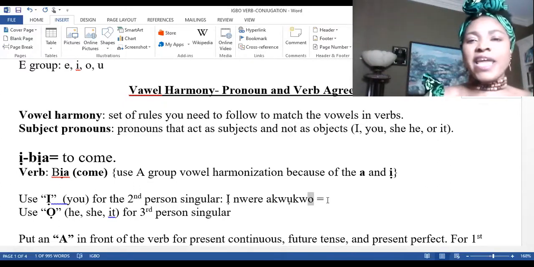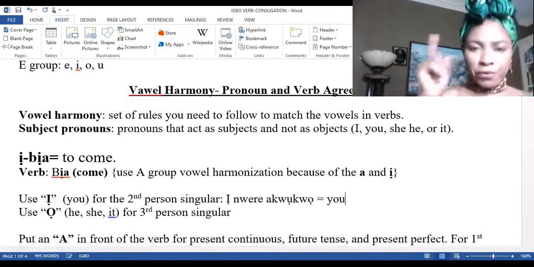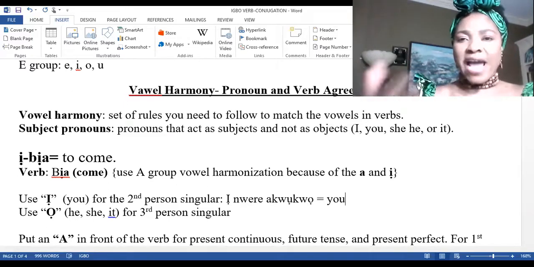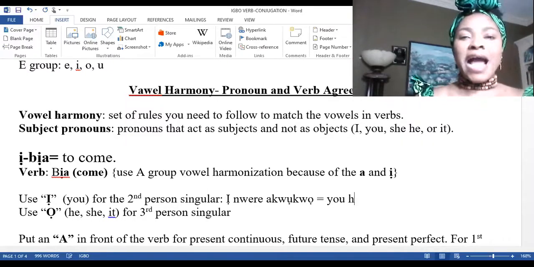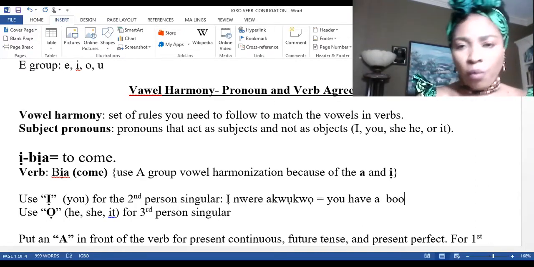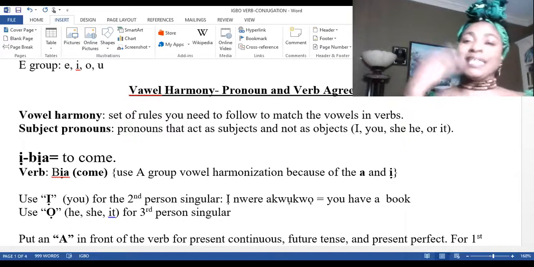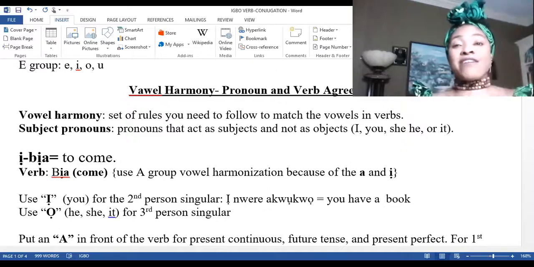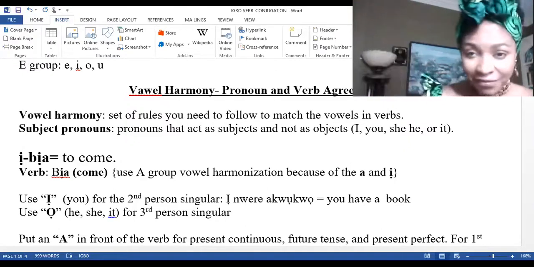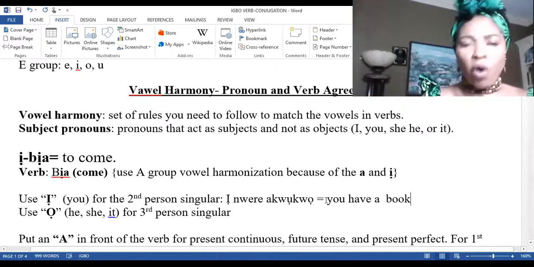All right, so now, I nwere akwụkwọ, the I is you. Nwere means have. So you have a book. Book means what? Akwụkwọ. So that's what it is. I means you, and you is the pronoun, which is the Igbo pronoun. Now, nwere means have. Book means akwụkwọ. I nwere akwụkwọ.